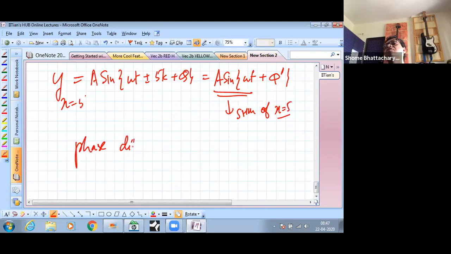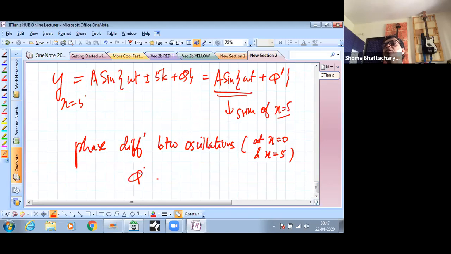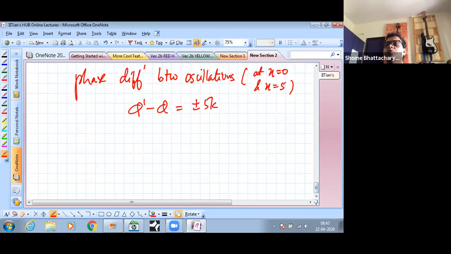the phase difference between the oscillation, or the SHMs, at x equal to 0 in this case and x equal to 5 in this case, whatever unit x is in, that doesn't matter. So that becomes nothing but phi prime minus phi, which is plus or minus 5k, depending on whether my original equation had plus kx or minus omega t waves. So in general, this equation can now be generalized like this.